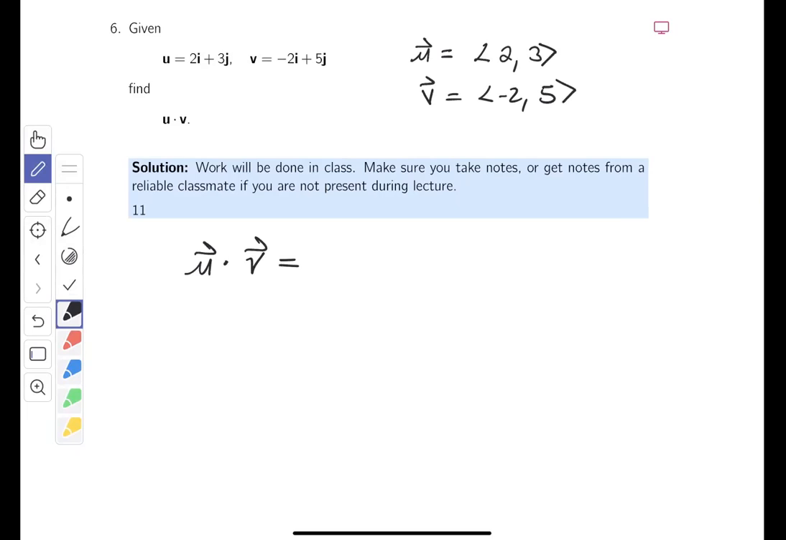Couldn't be simpler. Multiply their components together. 2 times minus 2 is minus 4, plus 3 times 5 is 15, and that's going to give me 11. That's a dot product. All right, let's go to the next question.